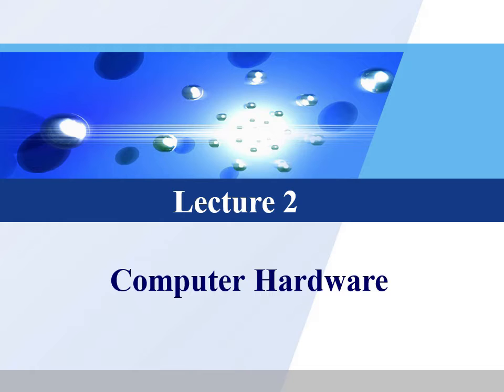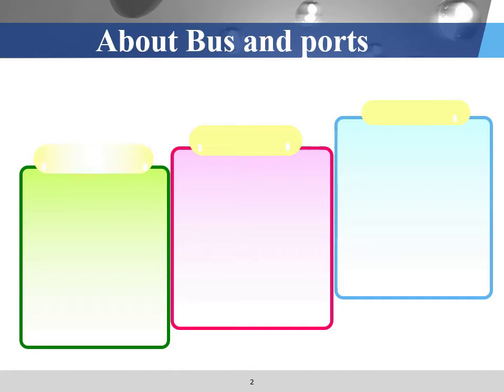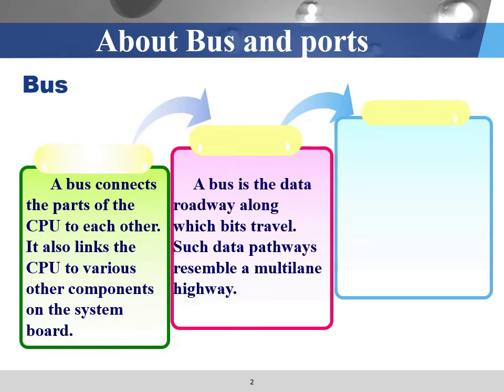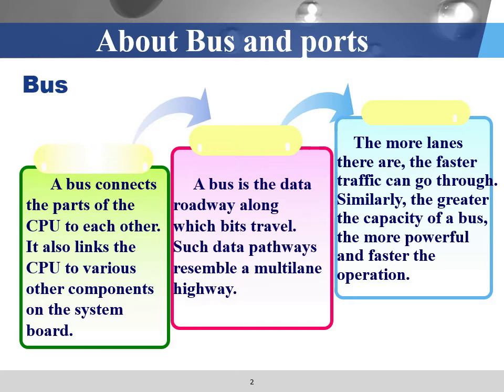Hi, in this video we are going to explain the concept of ports and bus. In the von Neumann architecture, we have seen different types of flows. We have data flow, control flow, and address flow. And all these flows are actually transferred using bus. So a bus is a connection between the different parts, like between the CPU and the memory, between the memory and the input and output devices.